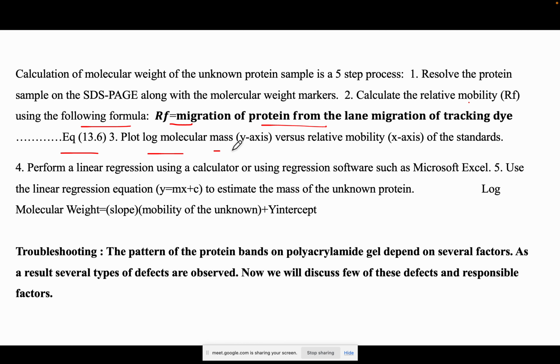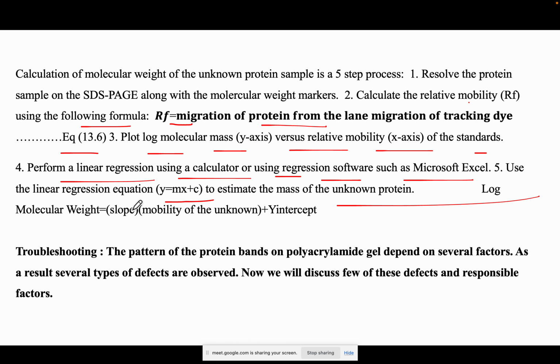Plot log molecular mass versus relative mobility of the standards. Perform a linear regression using a calculator or regression software such as Microsoft Excel. Use the linear regression equation y = mx + c, a straight line equation, to estimate the mass of the unknown protein. Log molecular weight will be slope m times mobility of the unknown protein plus c, where c means the intercept.